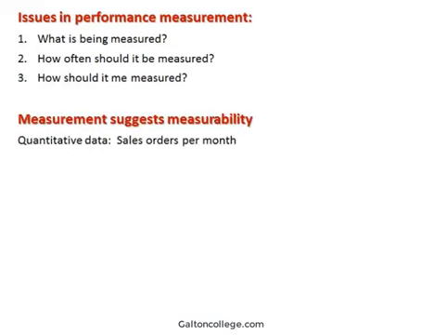Measurements suggest measurability. So generally speaking, quantitative data, for example, sales orders per month, would be used as a performance indicator to see how well a particular strategy, perhaps a marketing strategy, is working.